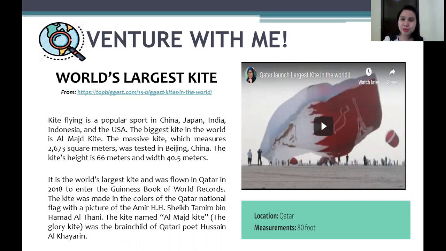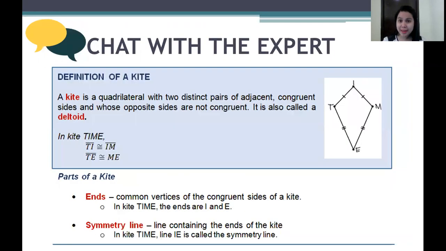Now, this morning we'll talk about kites. For some of you, you are familiar with a kite because it is your toy that you play. But you know what? A kite is a quadrilateral. And this morning, we are going to learn different features of a kite. Now, how do we describe or define a kite? A kite is a quadrilateral with two distinct pairs of adjacent congruent sides and whose opposite sides are not congruent.